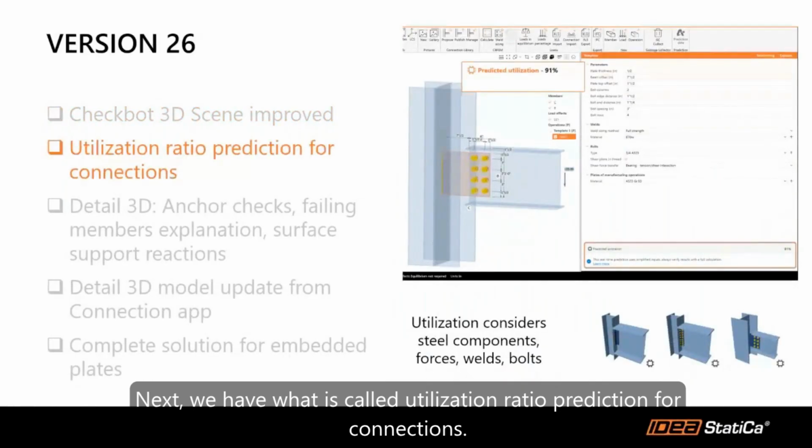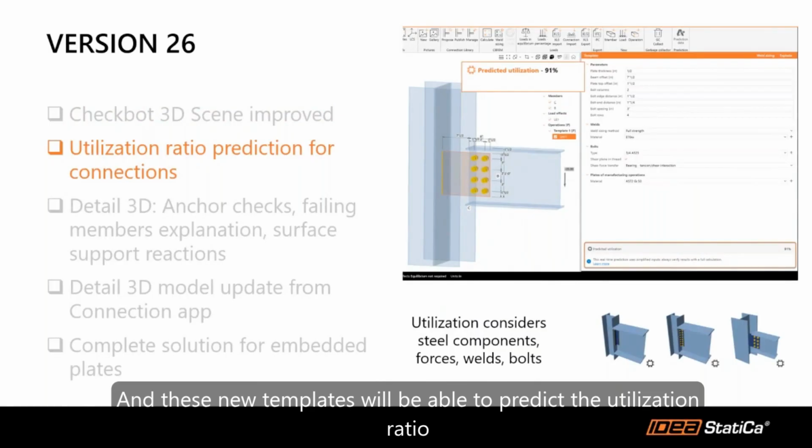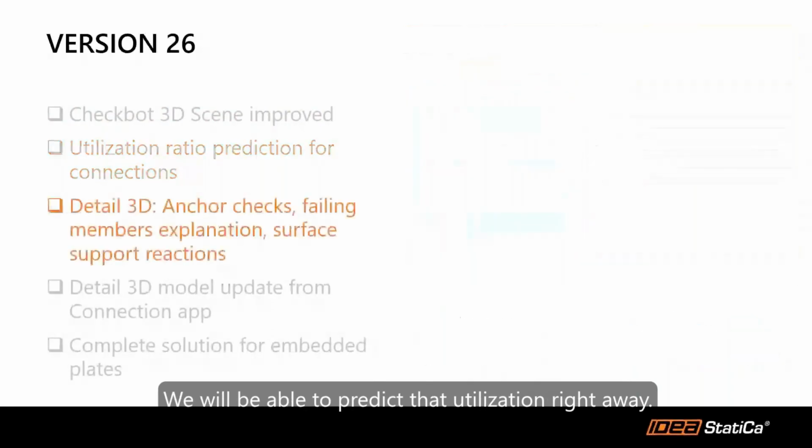Next, we have what is called utilization ratio prediction for connections. With this, we are excited to be releasing new templates for the steel connection application. And these new templates will be able to predict the utilization ratio as you make changes to your connection. So if you're adding or removing reinforcement, we will be able to predict that utilization right away.